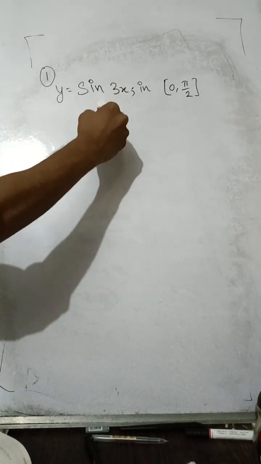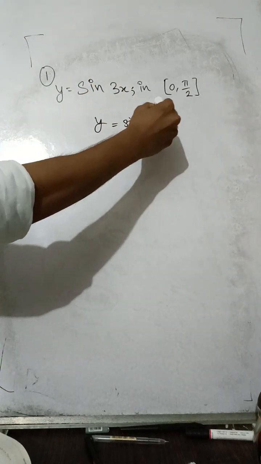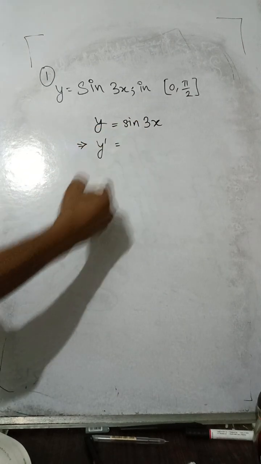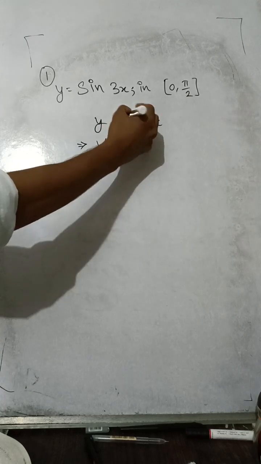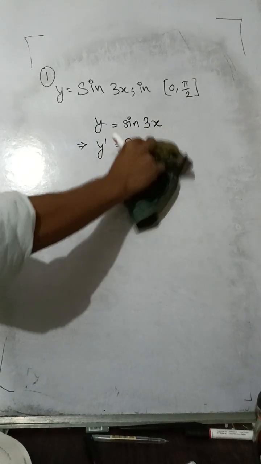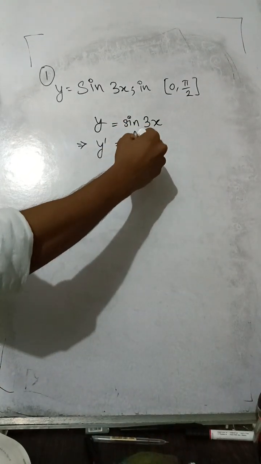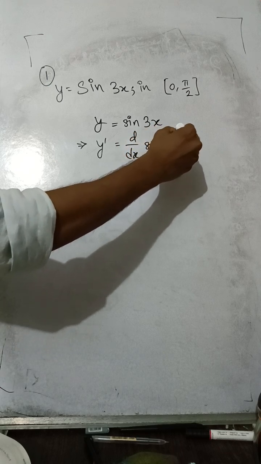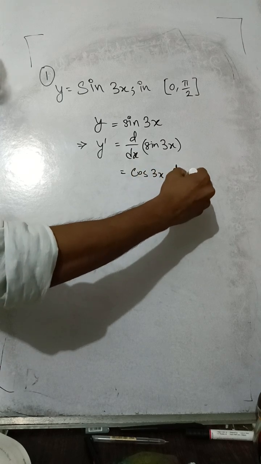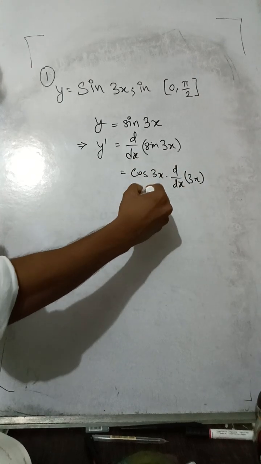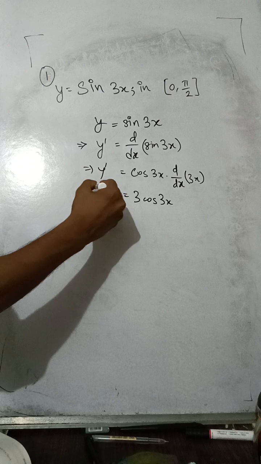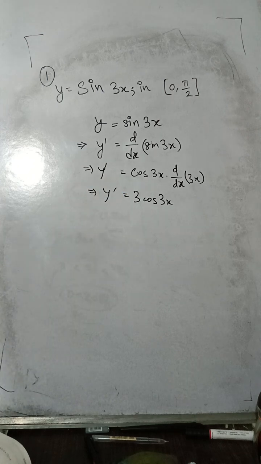First of all, our y is sine 3x. The first thing that we do is to find out the first order derivative. So that will be 3 cos 3x, right? It will be d dx of sine of 3x, that is cosine of 3x into d dx of 3x, and that is 3 cosine 3x. So now this is our first order derivative. Nice.